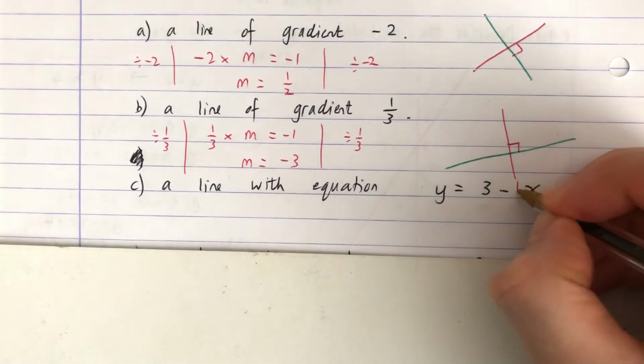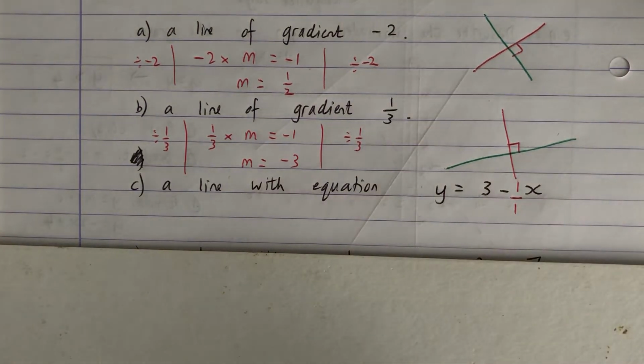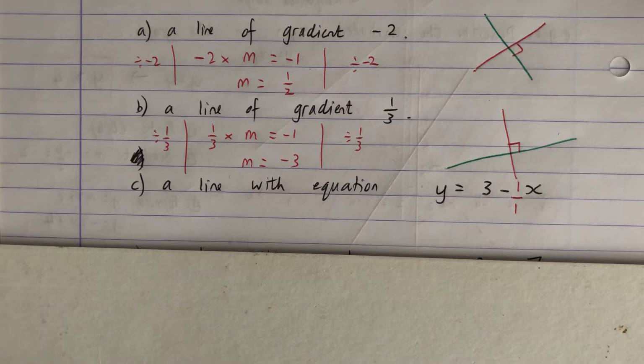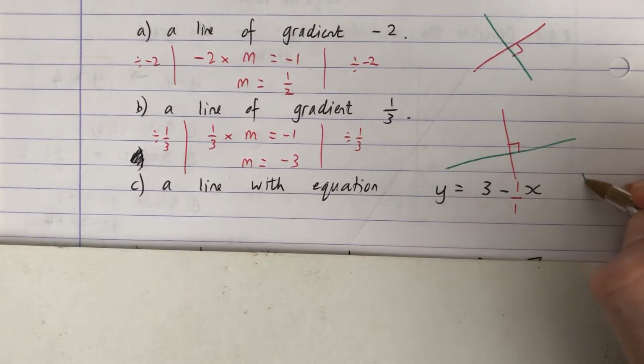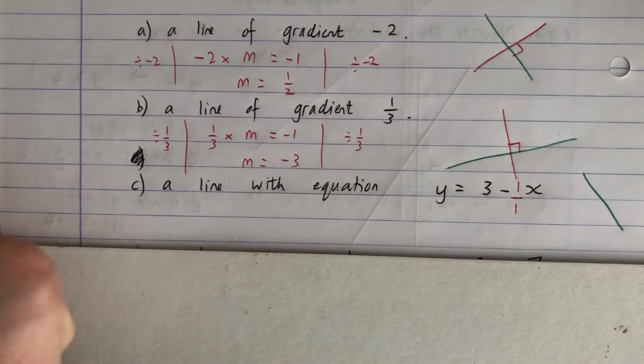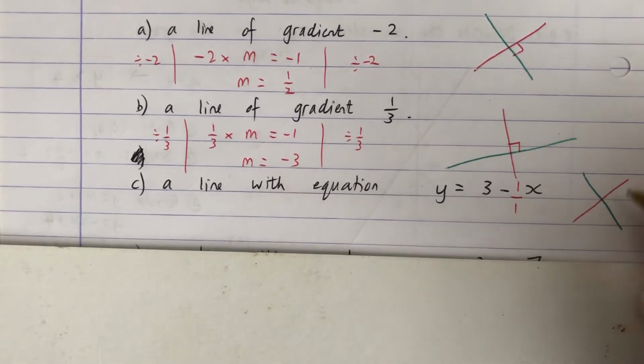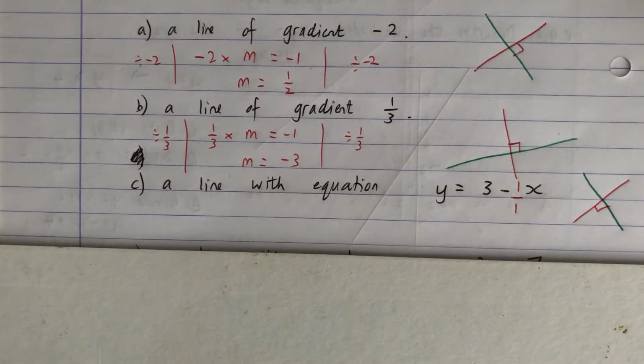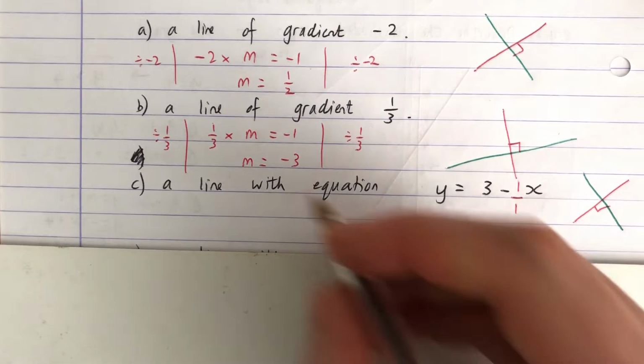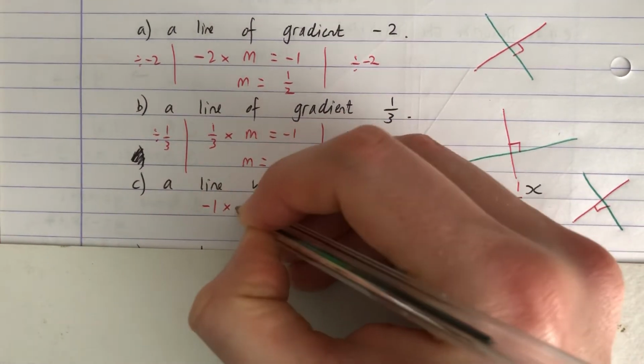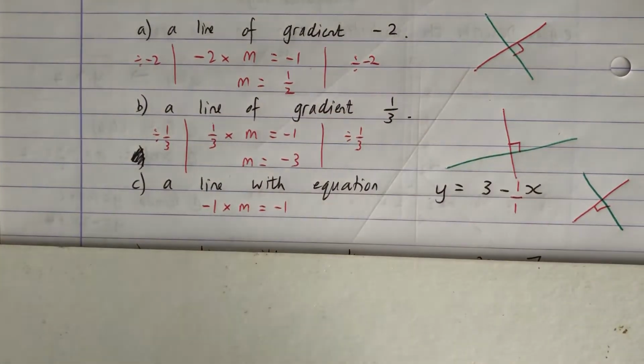It would be -1, or -1/1. So you effectively want to find something perpendicular to a line with gradient -1. If you bother to sketch this out, -1 would be a perfect diagonal going in this direction, and you want the gradient going in the opposite direction like that. In other words, the gradient of -1 times m needs to be -1.